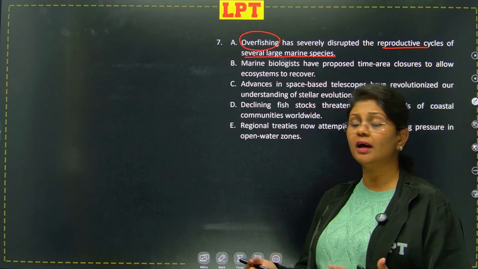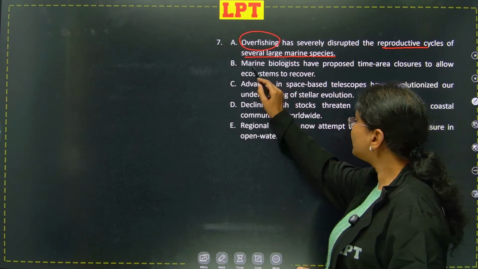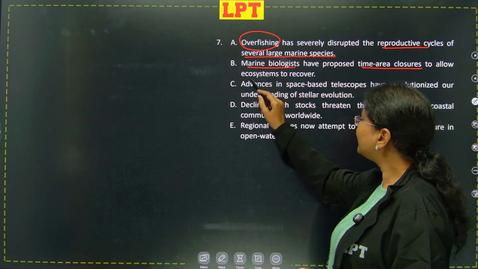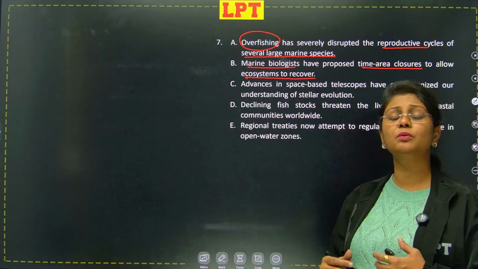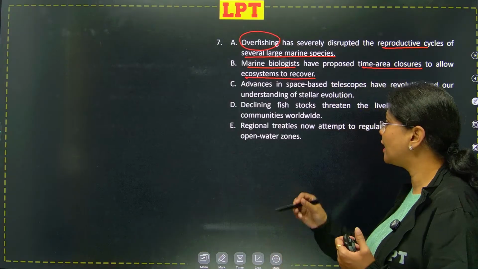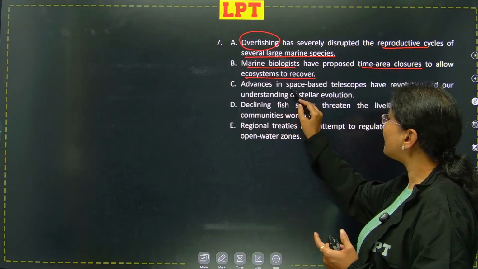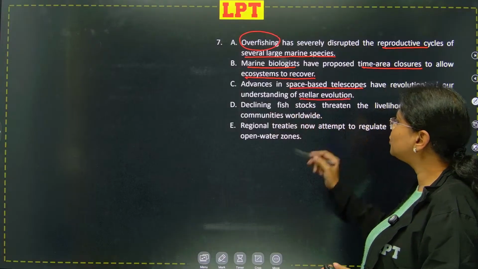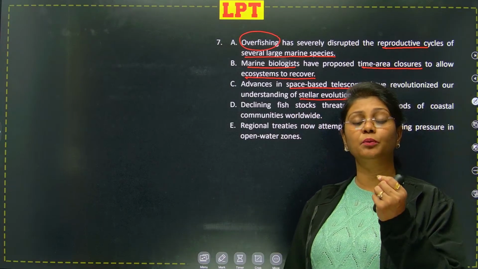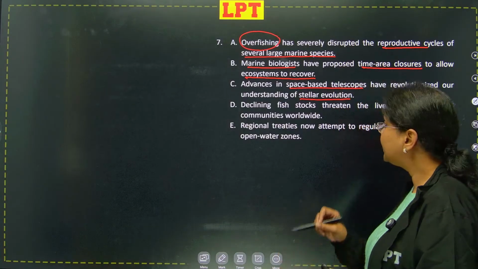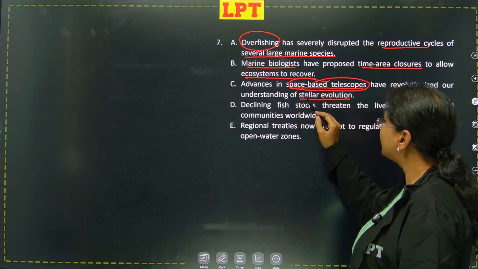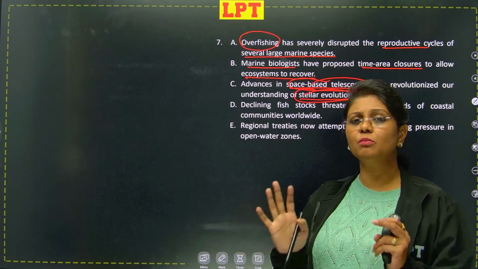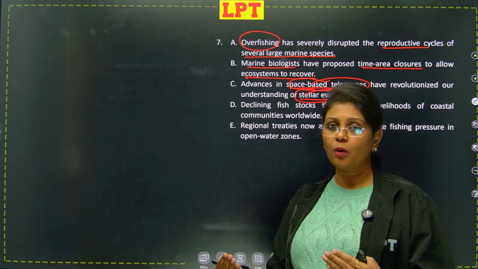So we have an idea introduced here. He says marine biologists have proposed time-area closures to allow ecosystems to recover. So this gives you a kind of solution to the problem that is being discussed. He says advances in telescopes have revolutionized our understanding of stellar evolution. Now, if you look at this C statement, you read it and you understand that it talks about space telescopes, and the understanding of stellar evolution does not relate with the other two statements. So most precisely, we have figured out our odd sentence out.